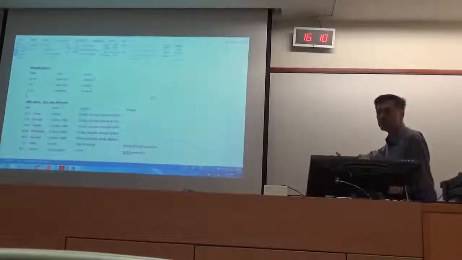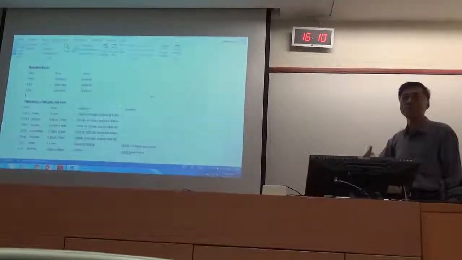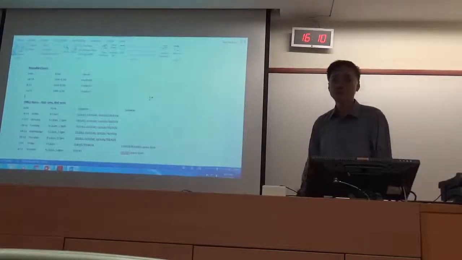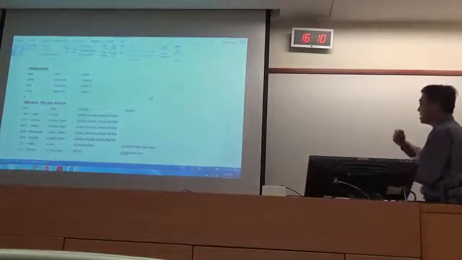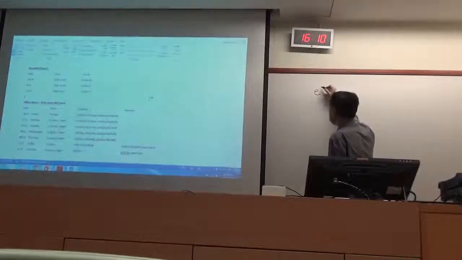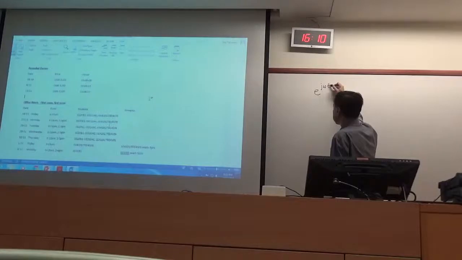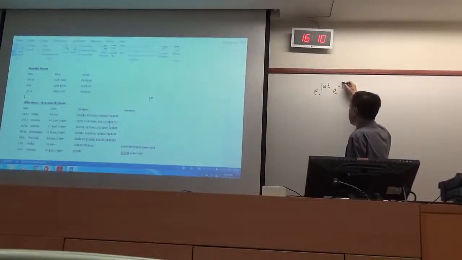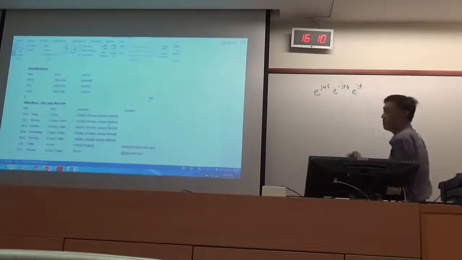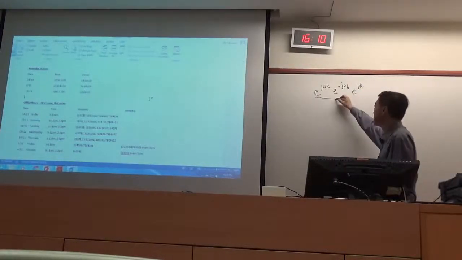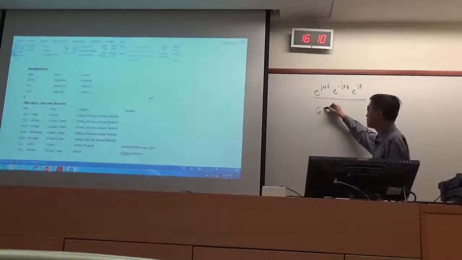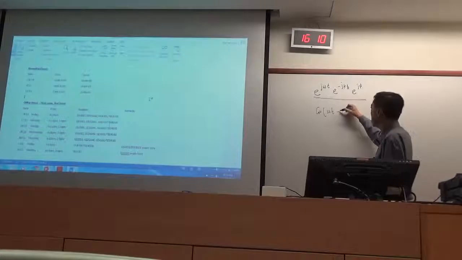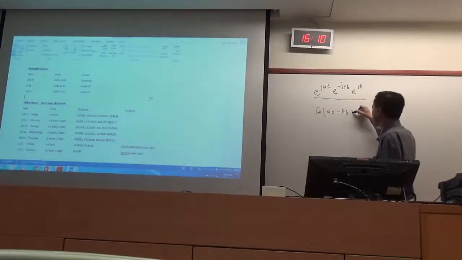I see a lot of people getting it wrongly as e^(-jωt), which cannot be like that. Now, the standard notation is e^(jωt) e^(-jkz) e^(jφ). This is the standard notation, or in instantaneous form it is cosine(ωt - kz + φ).